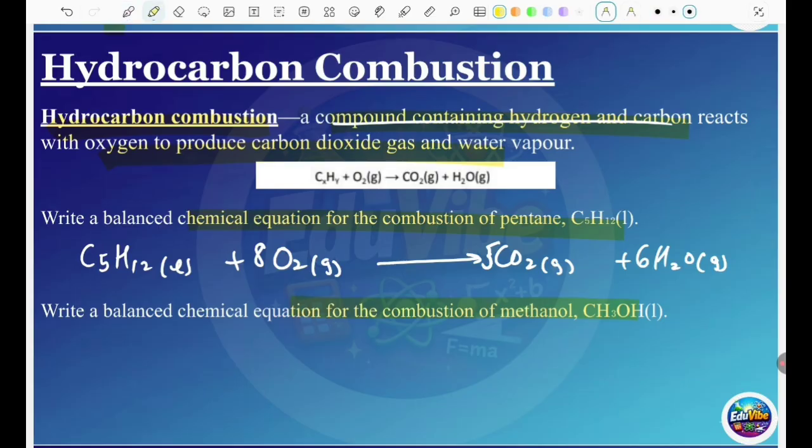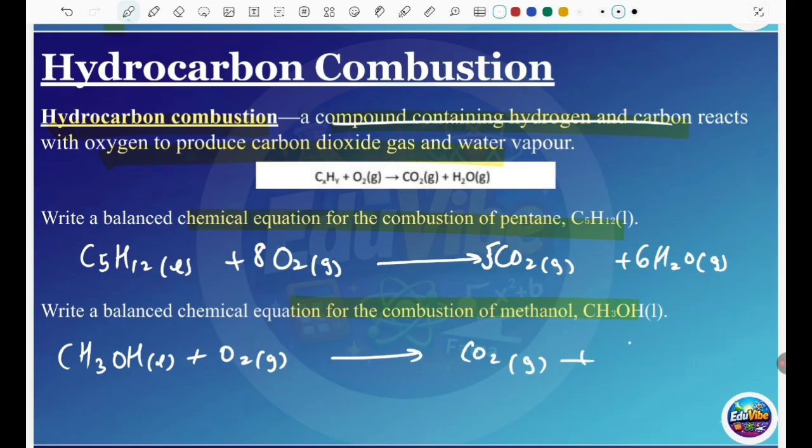Next, we have the combustion of methanol, which is CH3OH. Again, liquid, reacting with oxygen. We will get CO2 gas plus H2O gas. To balance this, we have carbon, we have 2. Okay, we have to write 2 over there. And 4 now. Yeah, so this goes to 2 and this goes to 3. So that's how this balances, and check the balancing again. This is difficult somewhere.